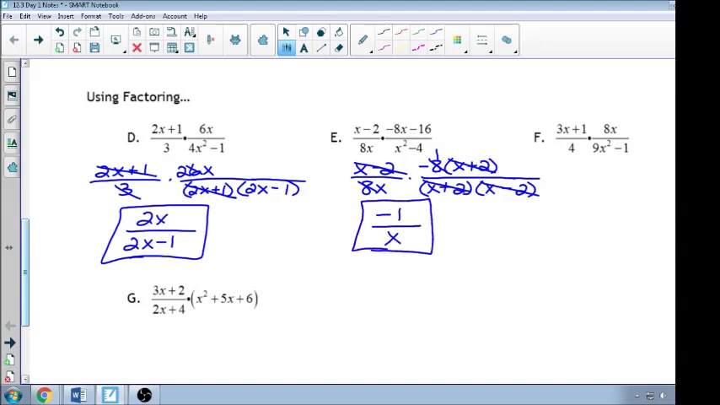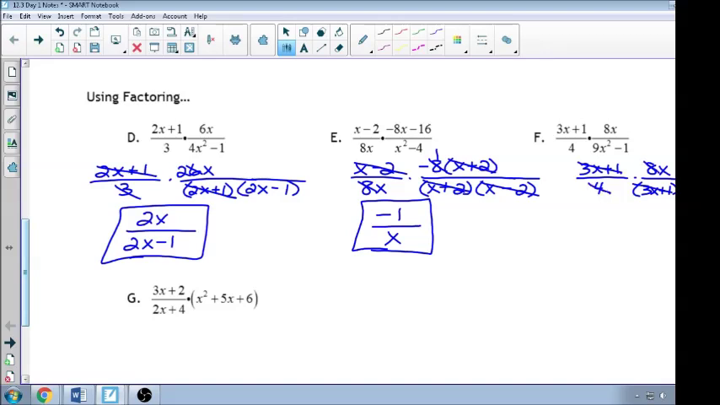Okay? On to f. Can I do anything with 3x plus 1? No, I can't. So I'm going to leave that over. Can I do anything with 4? No. What about 8x? No, there's no factoring I can do with any of those. However, 9x squared minus 1 I can factor into 3x plus 1, 3x minus 1, because that is the difference of two squares. At this point, I can go ahead and simplify the 3x plus 1 from both sides.